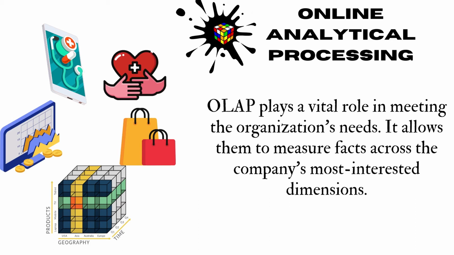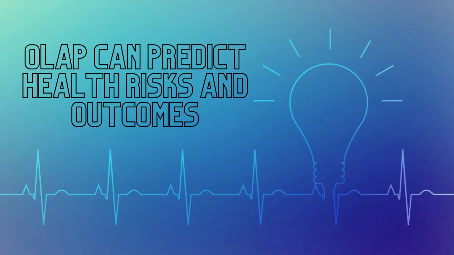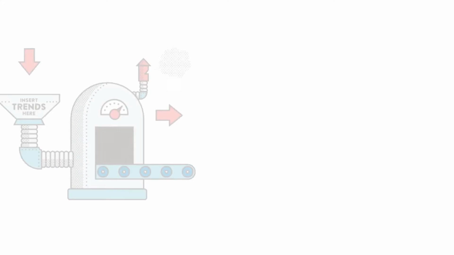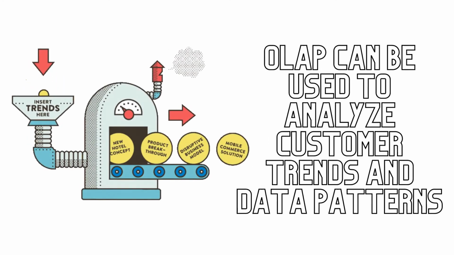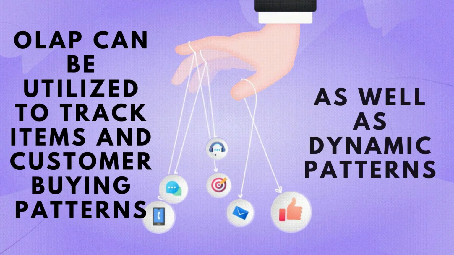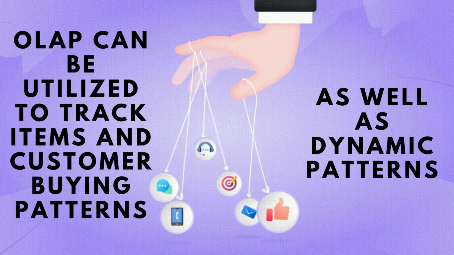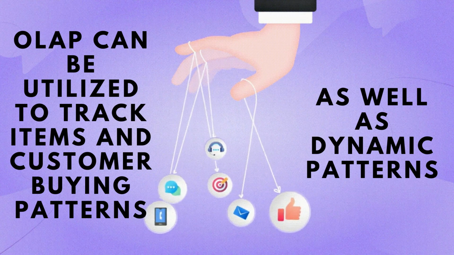The following are some use cases of OLAP's applications to a data warehouse. In healthcare, for example, a data warehouse can be used for predicting health risks and outcomes, generating reports, and sharing data with insurance companies. In the insurance sector, data warehouses can be used to analyze customer trends and data patterns. In retail, it can be utilized to track items and customer buying patterns, as well as determining dynamic pricing.